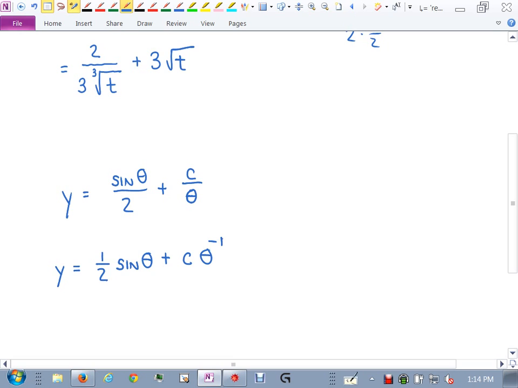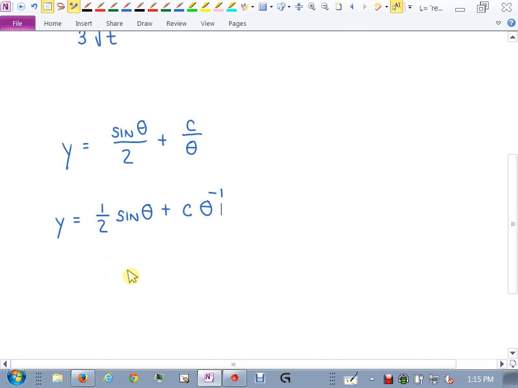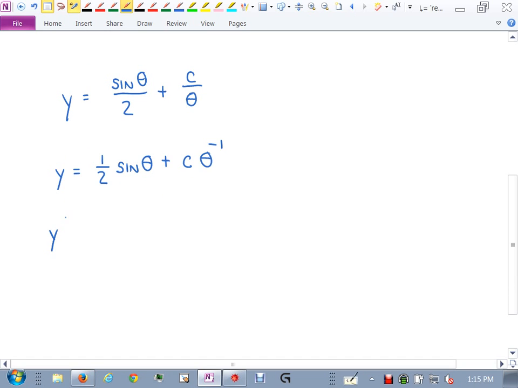Now, do you agree with this? Theta over 2 is the same as half of theta. And then over here, bring the theta up and theta to the negative 1. If you do it that way, then you have a constant in front of sine. So the constant stays there. Derivative of sine is cosine. So you should have 1/2 cosine theta.